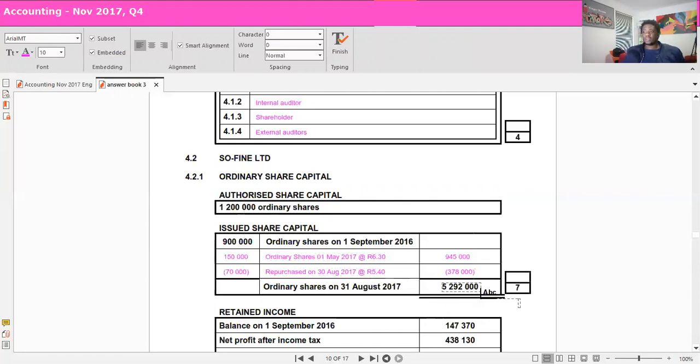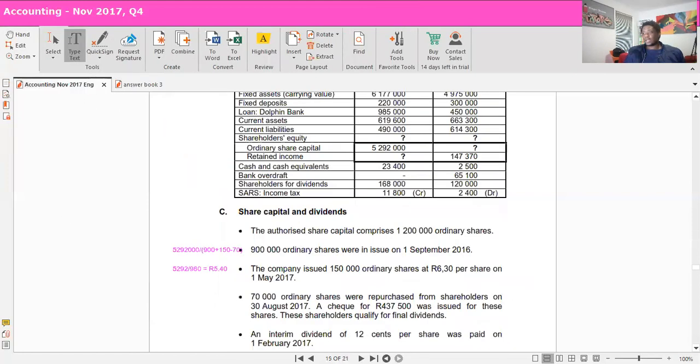So you can see here that the average price for shares is R5.40. So if we're paying the average price of shares, we would have paid these shareholders $378,000, but we ended up paying these shareholders $437,000, which is about 100,000 more. So if we pay them that amount, it means that we have made some kind of loss as a result of buying back those shares.